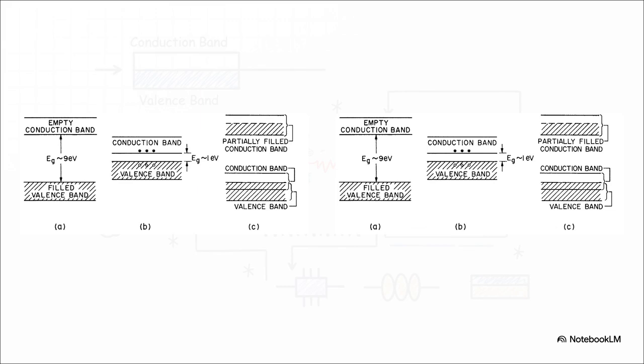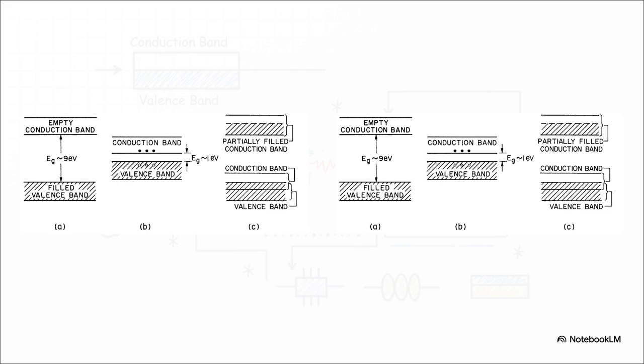And this diagram just shows the two extremes perfectly. Look at the one on the left. That's an insulator. That's our rubber band. See that gigantic energy gap between the two bands? An electron would need a massive jolt of energy to make that leap, so they just stay put, no current.